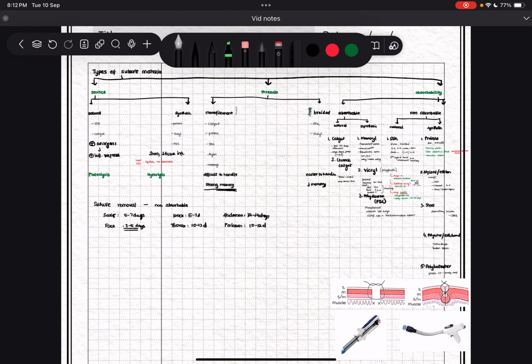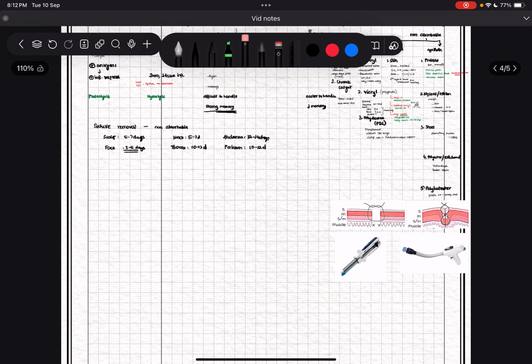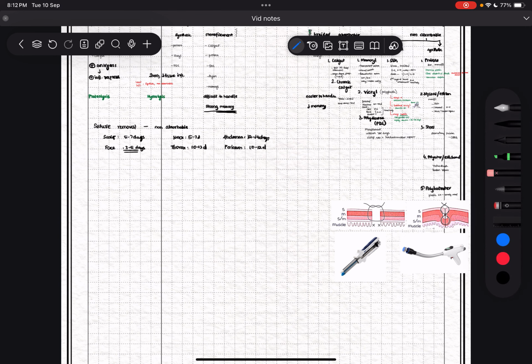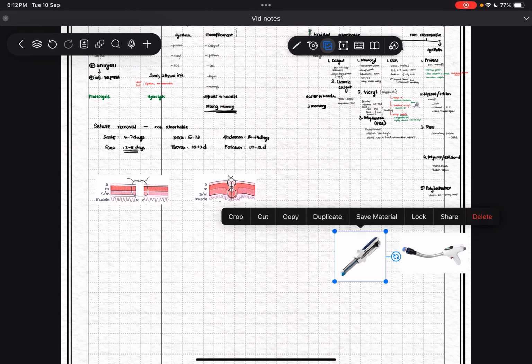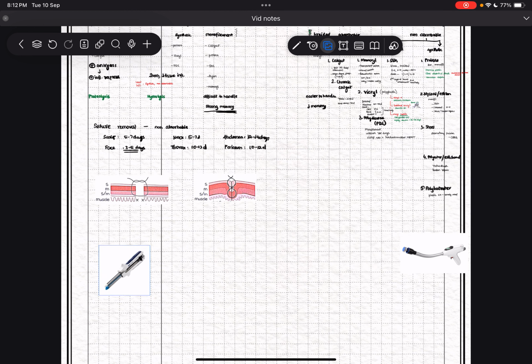Then, as already discussed, the bowel anastomosis should have inverted edges, and the strongest layer in bowel anastomosis is the submucosa layer. The techniques of bowel anastomosis used are summarized with these two images.